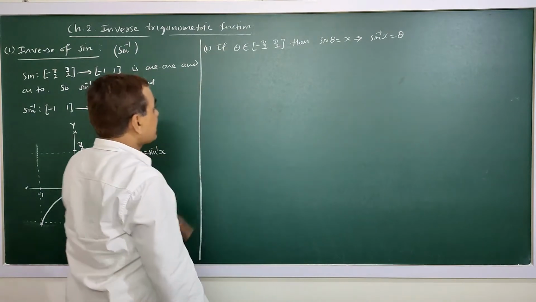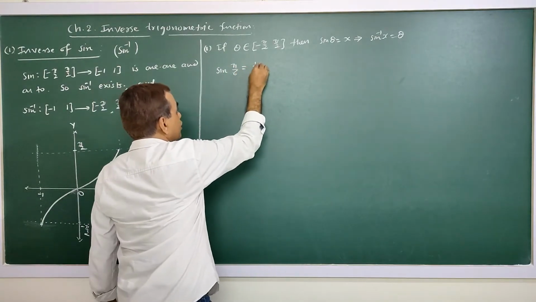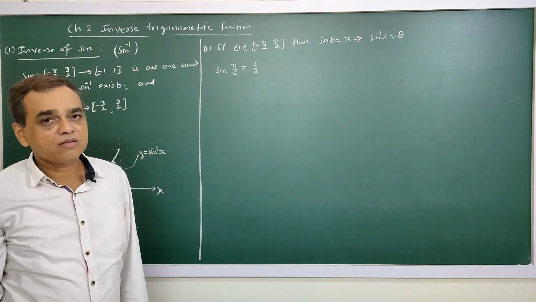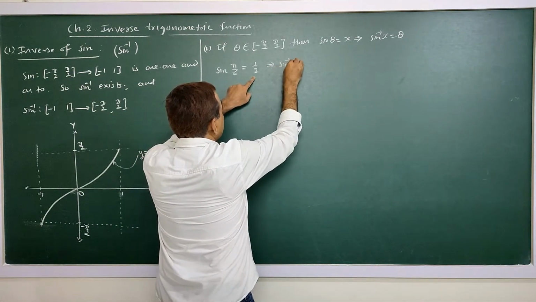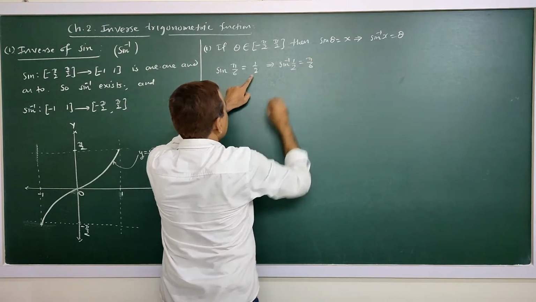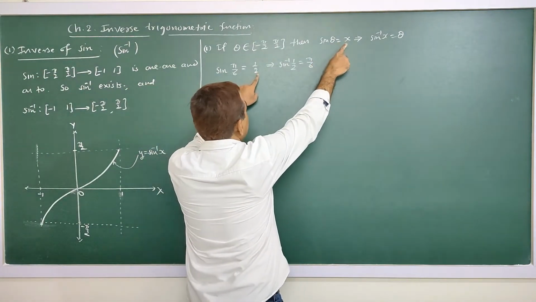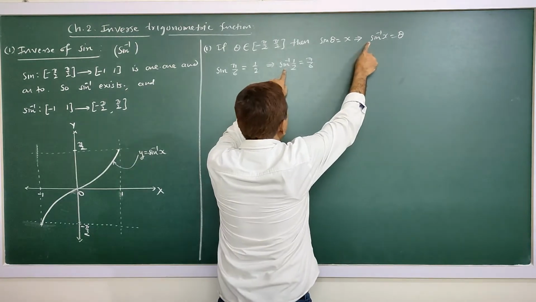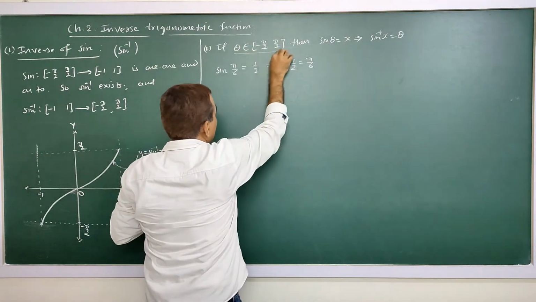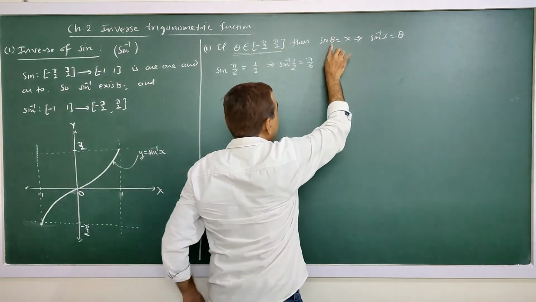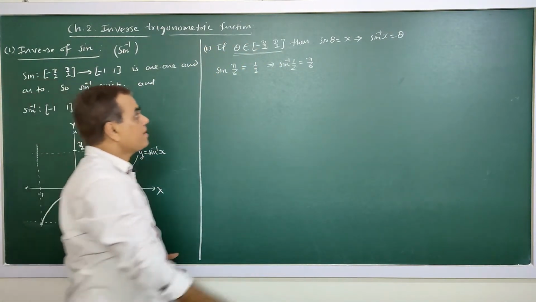Now to understand this I am taking an example. Suppose we know that sine pi by 6 is 1 by 2. Therefore, sine inverse 1 by 2 is pi by 6. This is true. Sine theta is x implies sine inverse x equal to theta, because if this theta belongs to the closed interval minus pi by 2 to pi by 2, then this is allowed.